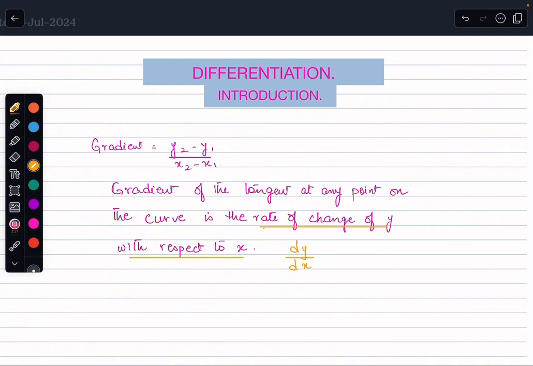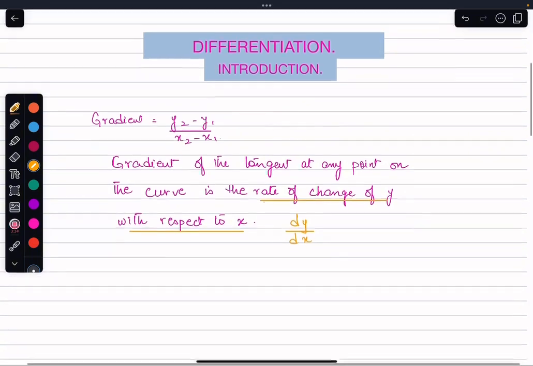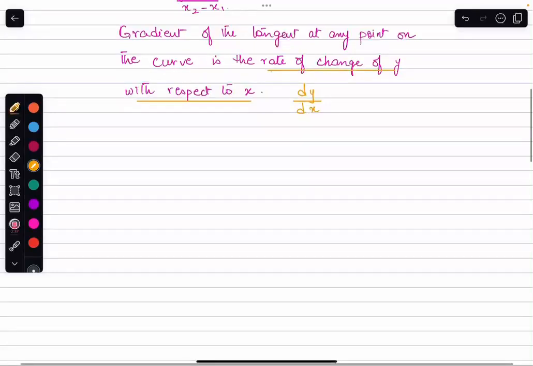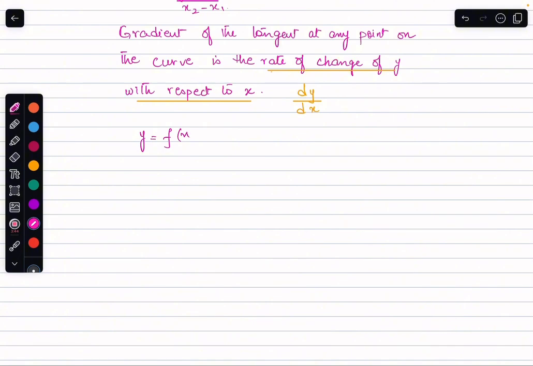There are a few notations that we should first know very well. If the function is given as y equals f of x, then the gradient function can be given as f prime x. So f prime x is the gradient function of y in terms of f(x). Or in other words, if we have an equation which is simply y in terms of x, then the gradient function is dy by dx.